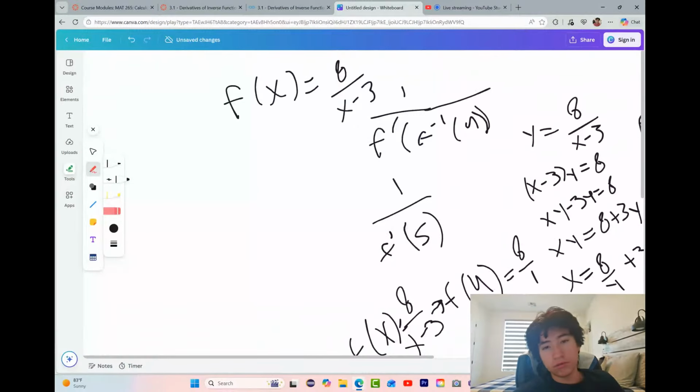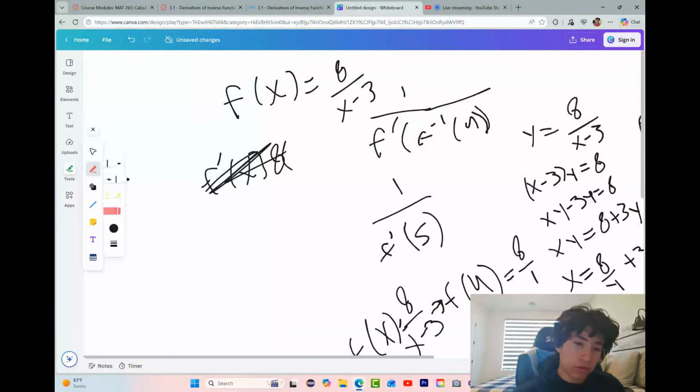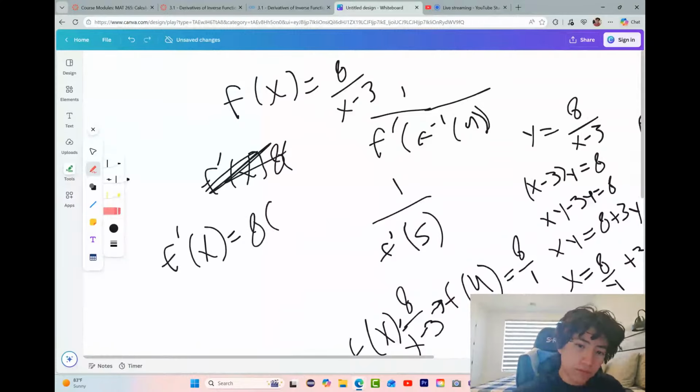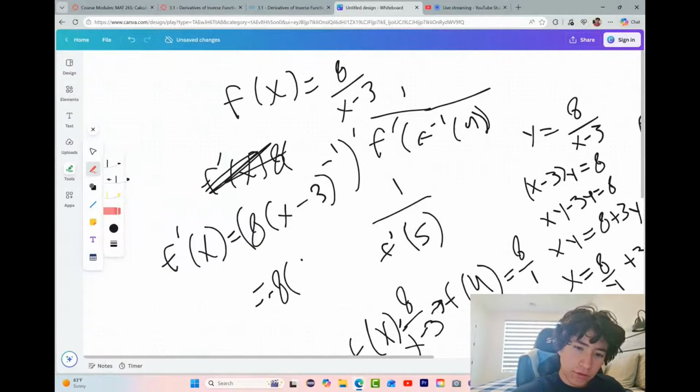Oh, dude, we forgot to do the derivative. F prime of x, well, no quotient rule. We simply do, okay, here. Let's do it. So f prime of x is equal to 8 to the power of negative 1. So therefore, we have negative 8, x minus 3 to the power of negative 2.